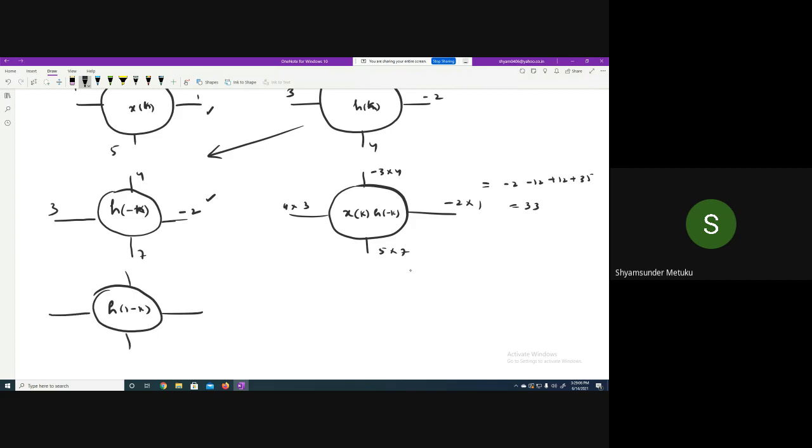You rotate, no? You rotate like this. This one will be rotated like this. So minus 2 will come here, 4 will come here, 3 will come here, 7 will come here. Yes or no? Yes, sir.